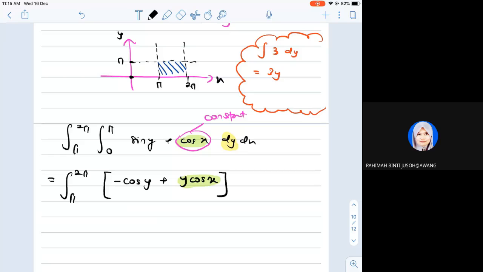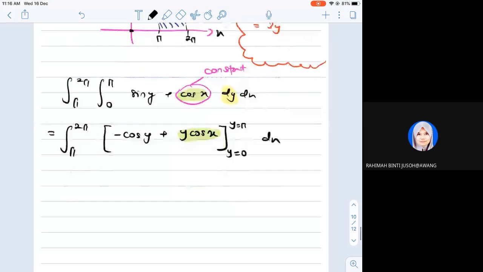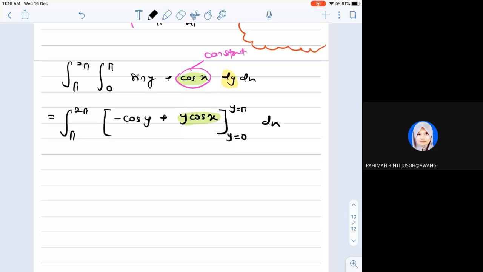Alright, so now we substitute. Bear in mind we integrated with respect to y, so substitute the limits of y. y equals 0 and y equals pi, dx. Copy guys. I want you to copy exactly what I do. Copy everything. Alright, so now we have from pi until 2 pi.